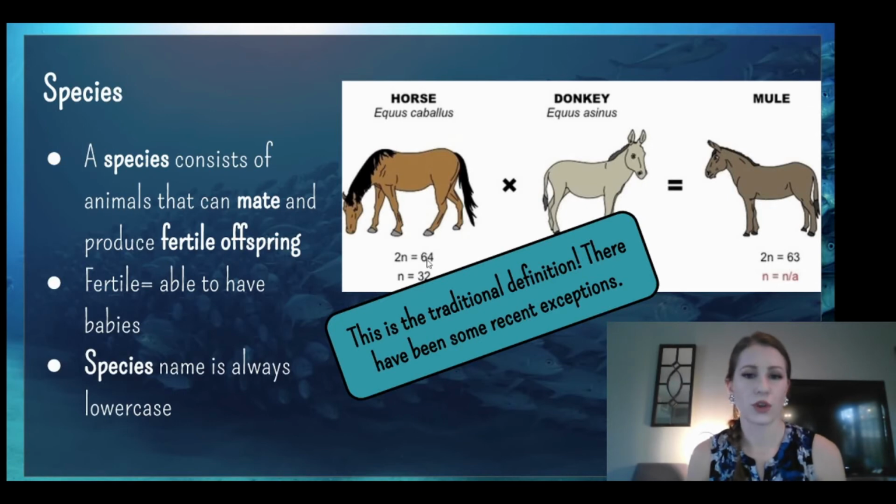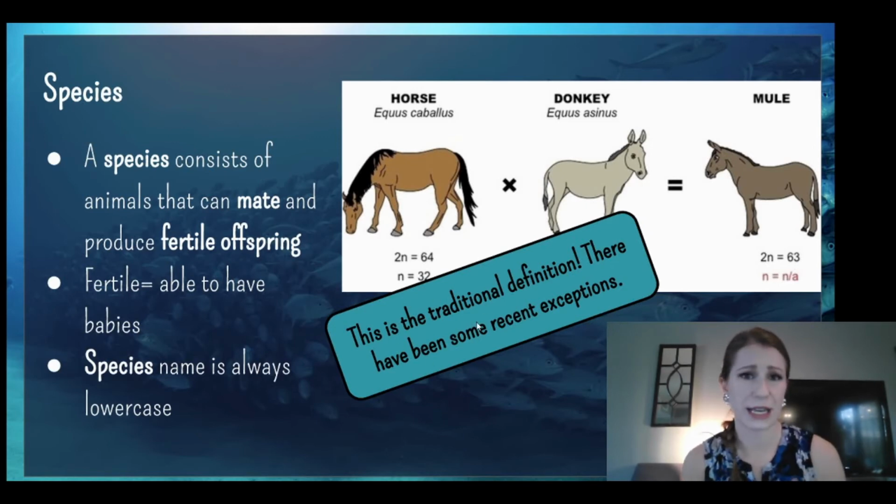Let's say the horse was 64 and this donkey had 62 chromosomes. When you add them together and divide, you get 63 chromosomes. So the mule has 63, and it can't split that evenly anymore, so it will not have fertile offspring. This is the traditional definition of a species.